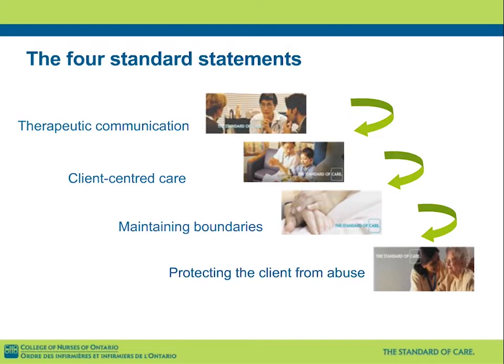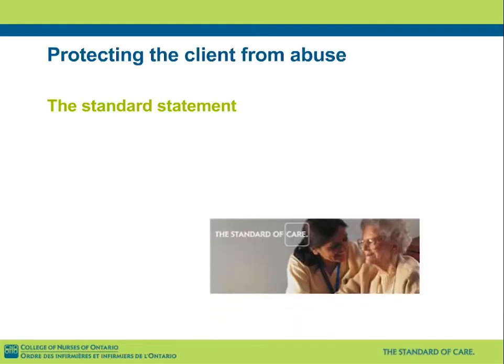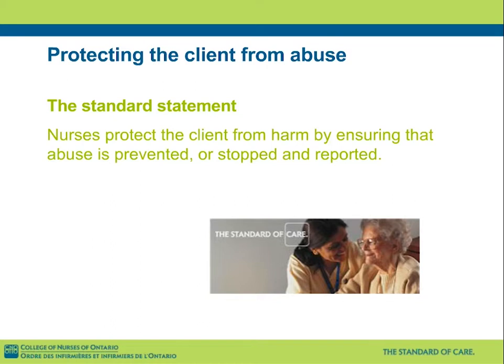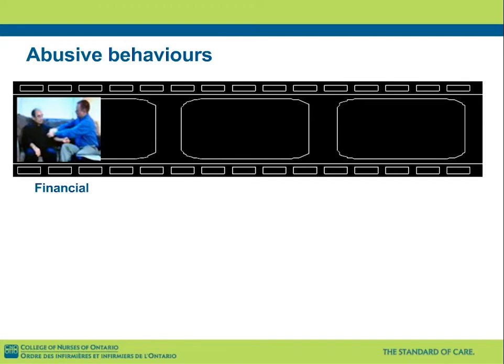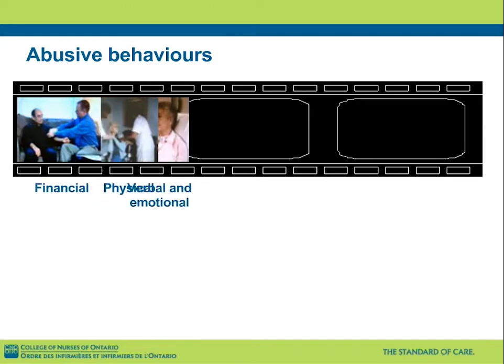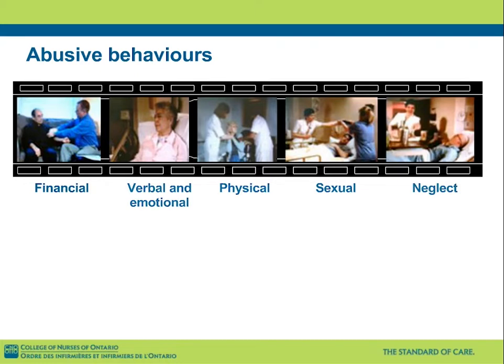In this chapter, we'll discuss protecting the client from abuse. The college's standard statement for protecting clients from abuse states that nurses protect the client from harm by ensuring that abuse is prevented or stopped and reported. There are five forms of abuse: financial, verbal and emotional, physical, sexual, and neglect.